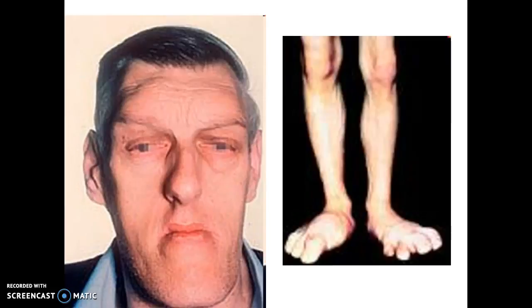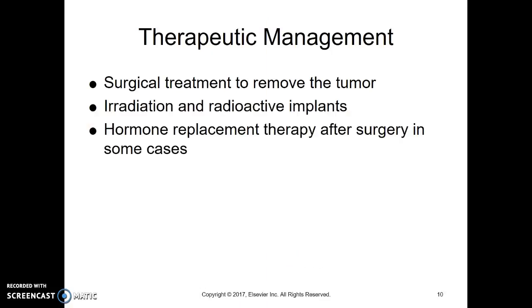So here's some pictures of acromegaly. You can see he's got the really big jaw, kind of the forehead, the nose, everything's big, and these feet. So this is the continued growth even after the growth plates of the long bones have closed.